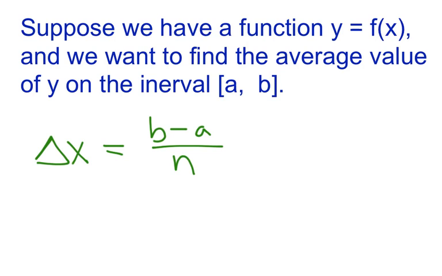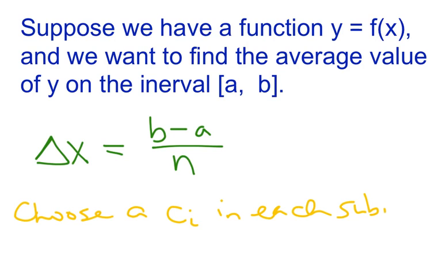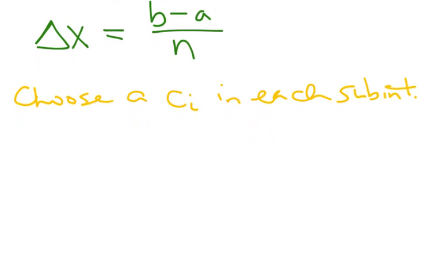Now, once we have our n equal subintervals, we're going to choose a c sub i in each subinterval. Now, this is kind of like choosing the height of our rectangle as some point within each subinterval. It could be the left-hand endpoint, could be the right-hand endpoint, could be the midpoint, could be any other value in between. So we're choosing a c sub i just like we did back with that concept of finding the height using our Riemann sums.